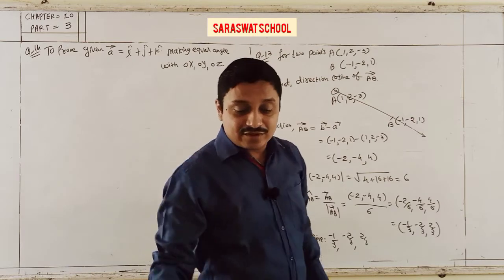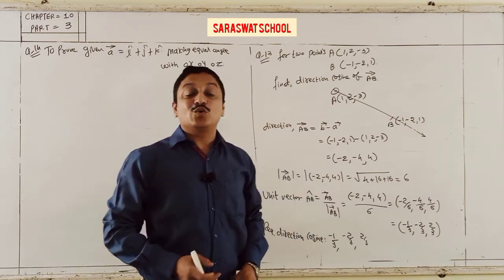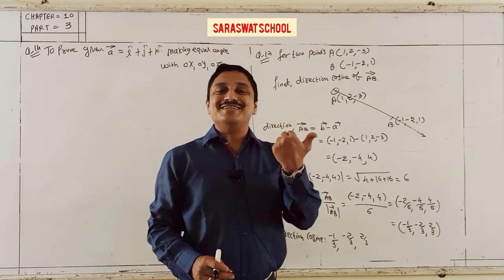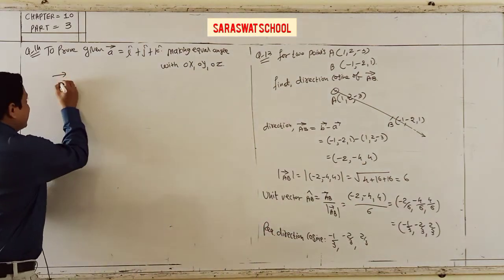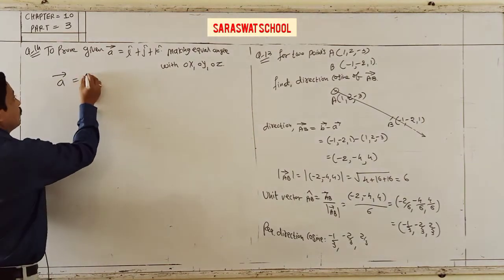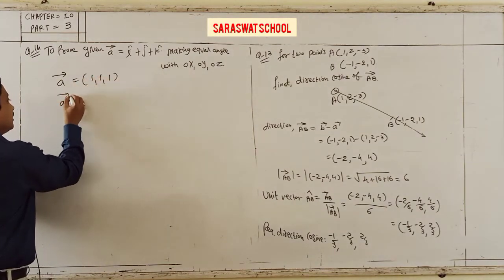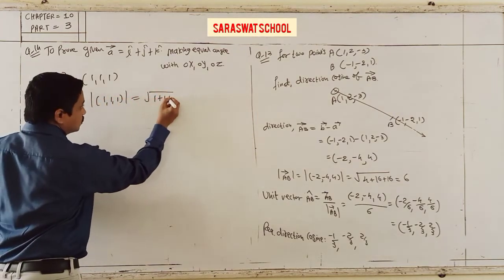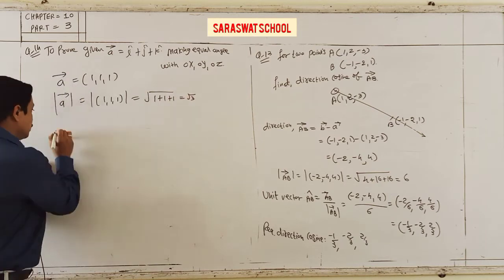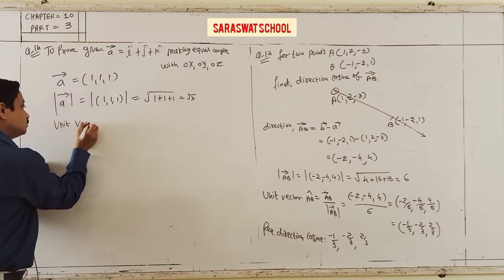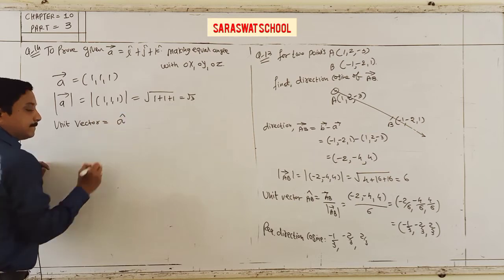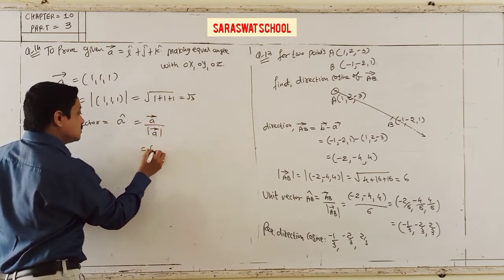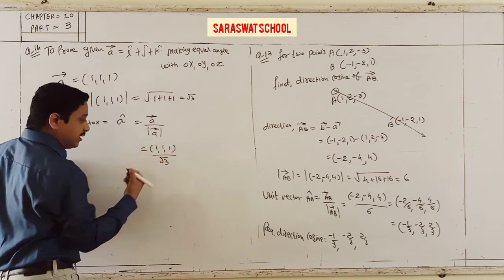It's very easy. It means you define the direction cosines using direction angles, and alpha, beta, gamma are the same. So first of all, the given vector is 1, 1, 1. Take its magnitude, which is √3. So the unit vector a cap is a by modulus a, 1 1 1 by √3.